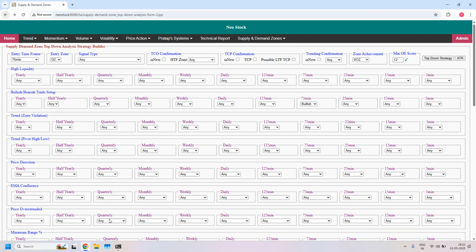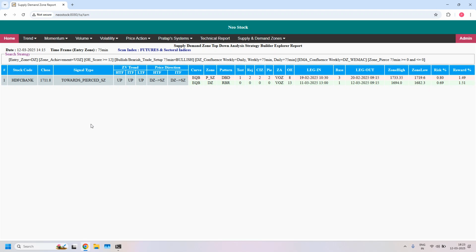Let's verify. In the EMA confluence weekly time frame, I am checking weekly demand zone having weekly EMA confluence or not. So again we got HDFC only. So this is having more high probability to get success. So this is a bullish trade setup for weekly income trade.